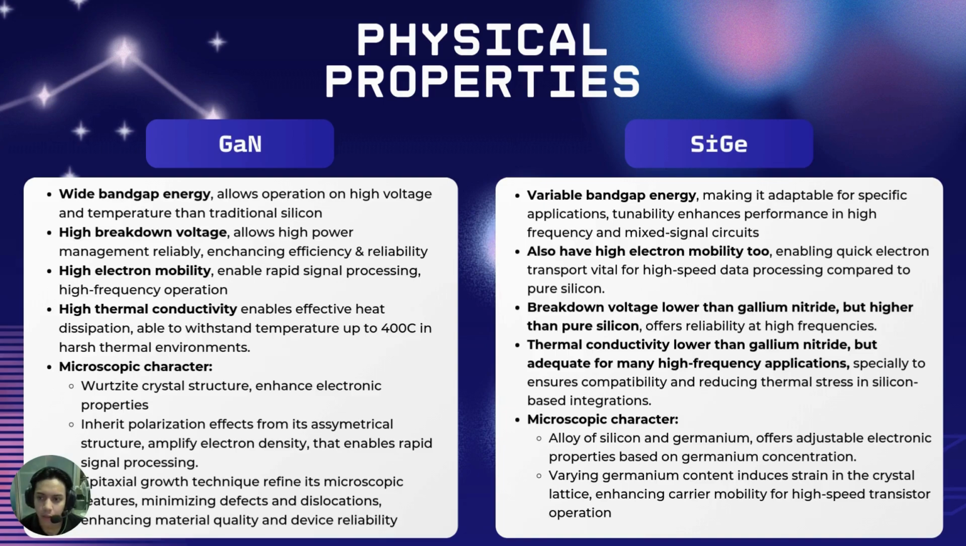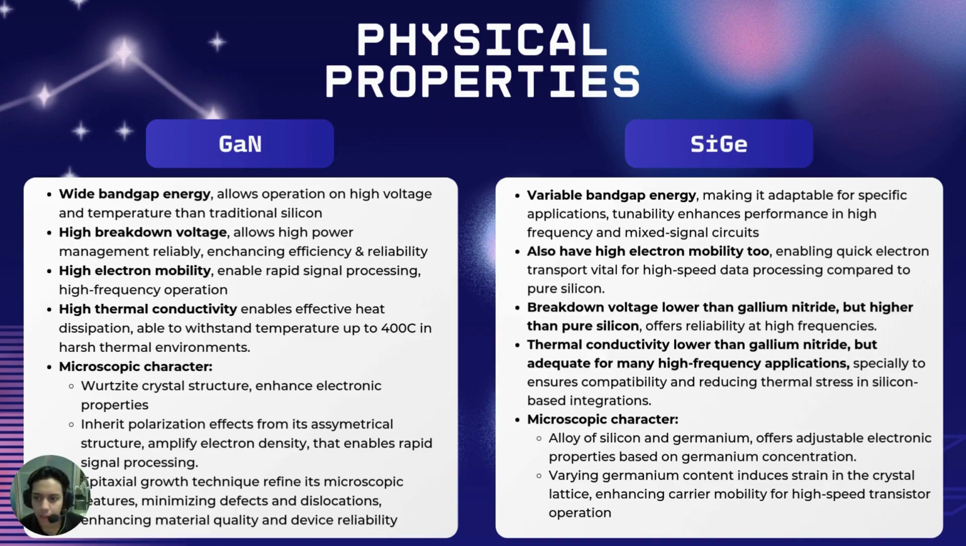Its high thermal conductivity, which is around 130 to 230 watt per meter Kelvin, enables effective heat dissipation, crucial for maintaining device performance and reliability in high power applications. So its ability to withstand temperatures up to approximately 400 degrees Celsius ensures resilience in harsh thermal environments, typical in outdoor 5G installations.